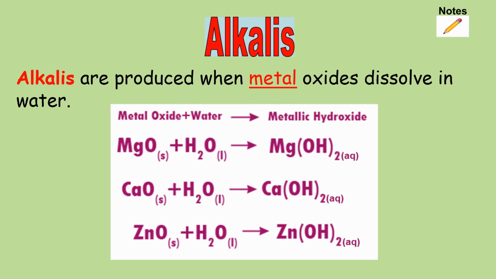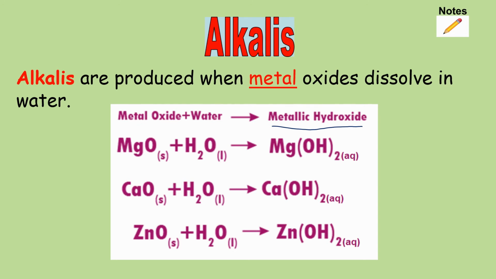So here, instead of having things like carbon dioxide or nitrogen dioxide, we've got instead magnesium oxide, calcium oxide or zinc oxide. So these are chemicals that dissolve in water and produce this metal hydroxide type compound, and the metal hydroxide compound is the alkali that's being produced.